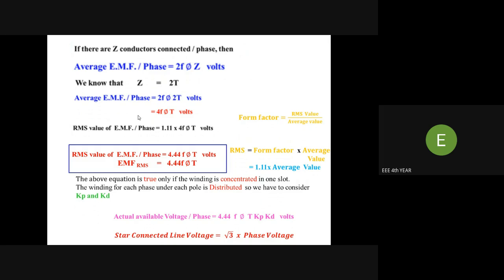We can convert the phase voltage into line voltage: root 3 times the phase voltage. So for a star connected alternator, line voltage equals root 3 times the phase voltage.